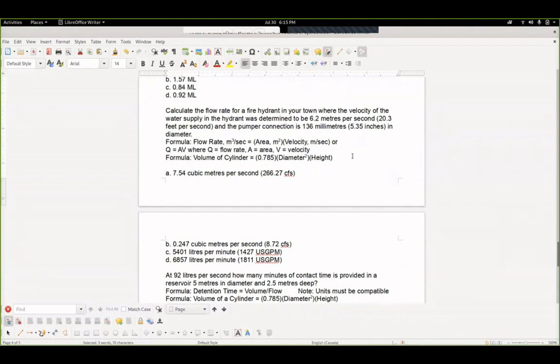And the formula for the volume of a cylinder is 0.785 times the diameter squared times the height. So we want to know the flow rate. Ultimately, we want to be able to plug information into this formula. So we're going to need the area and we're going to need the velocity. So we have the velocity. It's 6.2 meters per second. So we can start plugging things into our ultimate formula, basically.